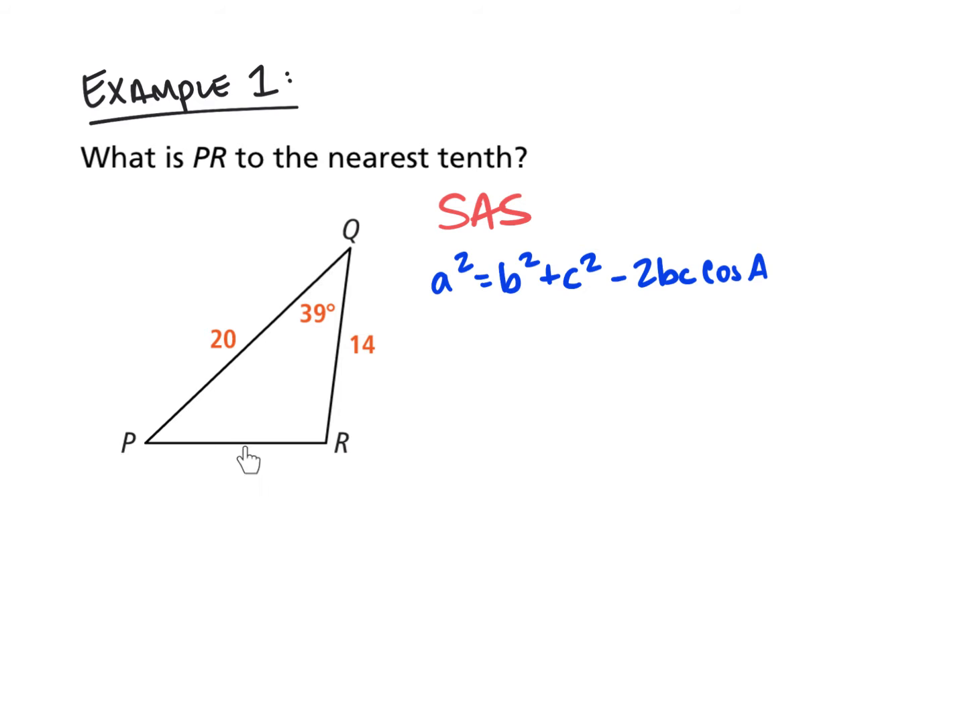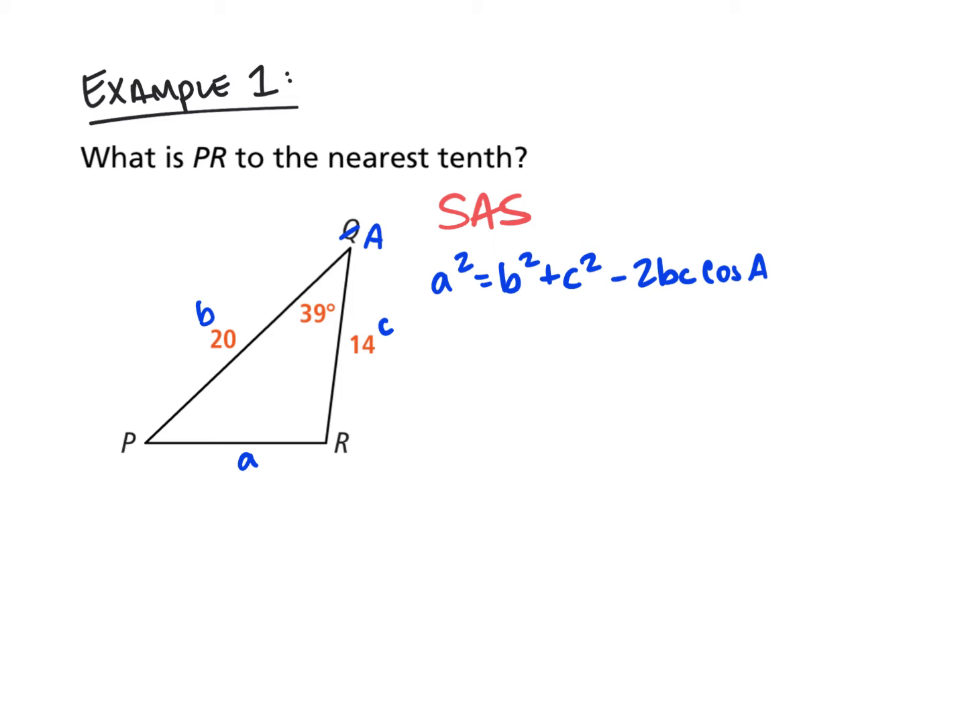So again, I'm looking for this missing side. So I'm going to call that missing side A. I'm going to put a little A down here. And then the other 2 sides will be B and C. And then the angle that's across from my missing side, I'm going to think of as angle A. And so now all I have to do is put the numbers for my picture in where they belong on this right side of my law of cosines.